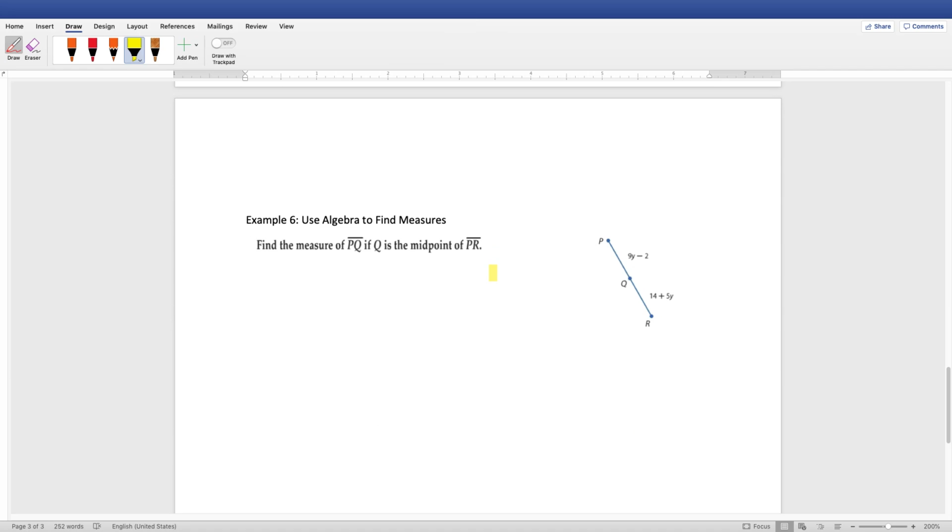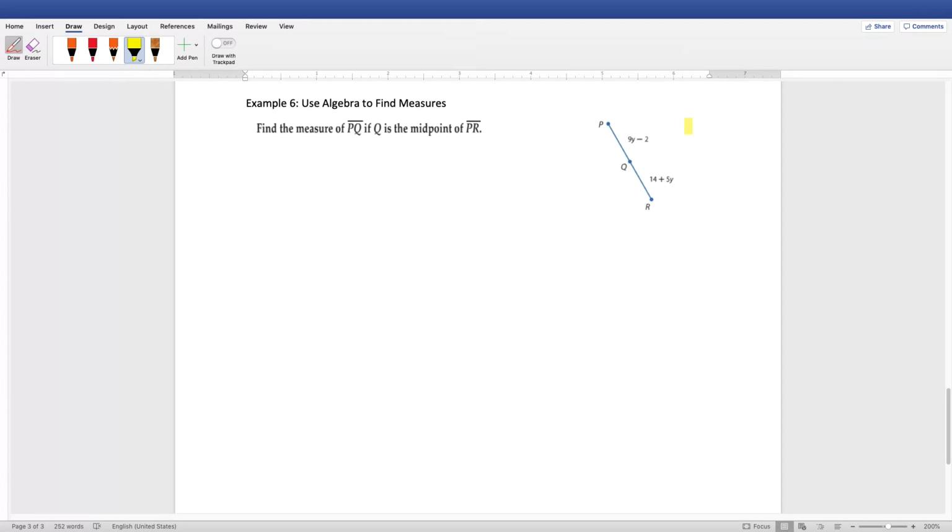And then finally, we're going to look at example 6, where we are going to use algebra to find a measure. The question asks us to find the value of PQ. It wants to know what is the distance from P to Q if Q is the midpoint. The piece of information we need to know is Q is the midpoint. With Q being the midpoint, it allows us to say that PQ is equal to PR.